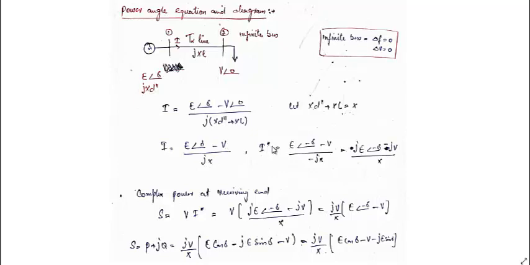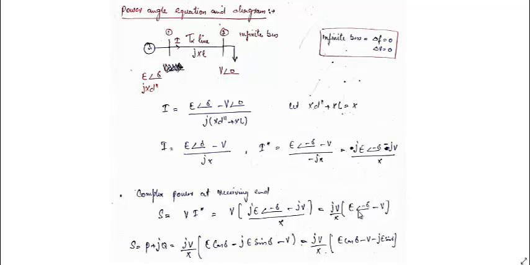This I dash, that is I conjugate, will be the conjugate of this, conjugate of this, conjugate of this. That's E angle of minus delta minus V divided by minus jX. Taking j to the numerator, it will be jE angle of minus delta minus jV divided by X. So the complex power at the receiving end will be equal to V into I dash, I conjugate. So it will be equal to V into jE angle minus delta minus jV divided by X. I will take this j outside: jV by X, E angle of minus delta minus V.